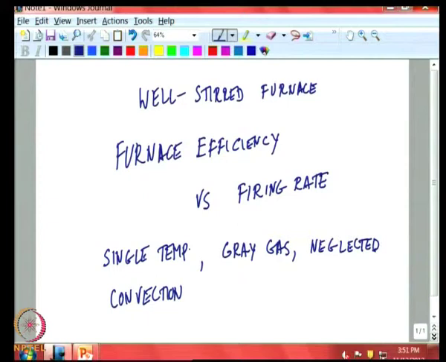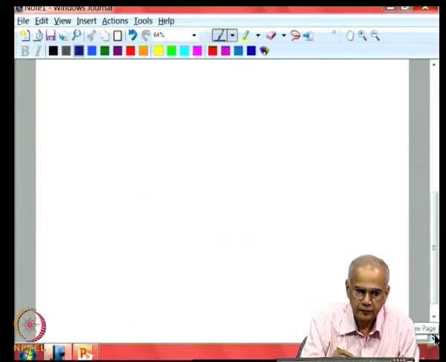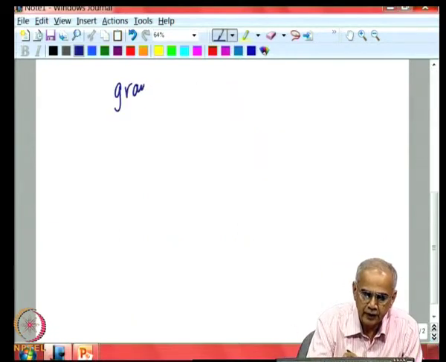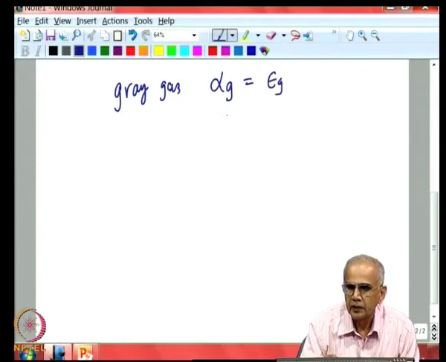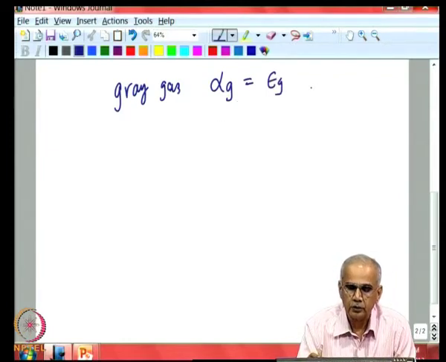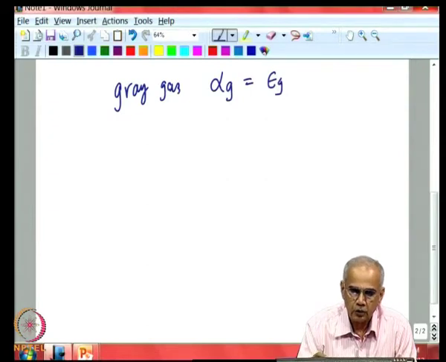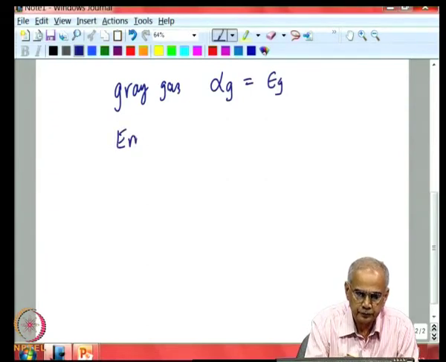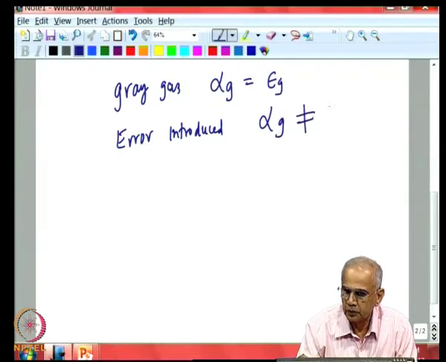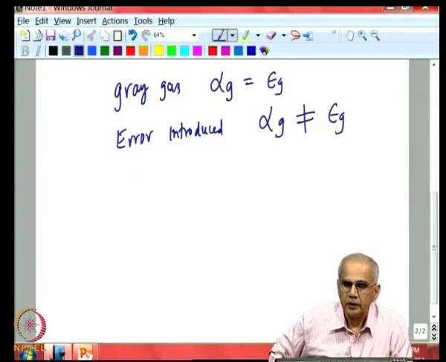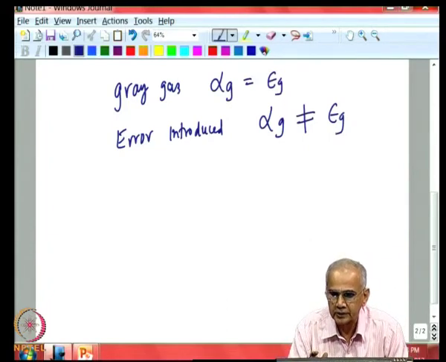So, the key point of the assumption we made when we assumed the gas to be gray is that the absorptivity of the gas is equal to emissivity. This assumption is not very good. So, the question is, what is the error introduced because alpha g is not equal to epsilon g. In this case, we know that for most gases absorptivity and emissivity are not the same.